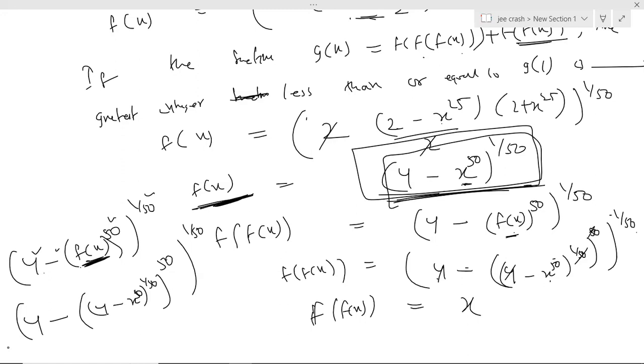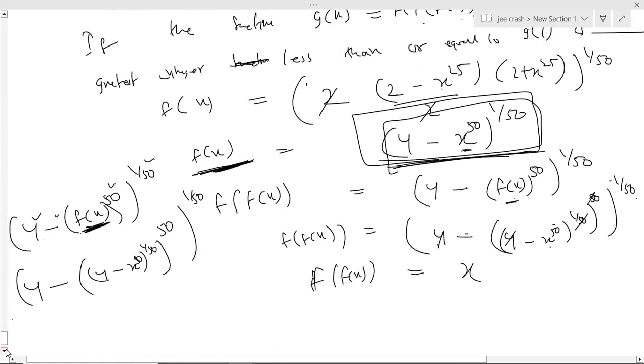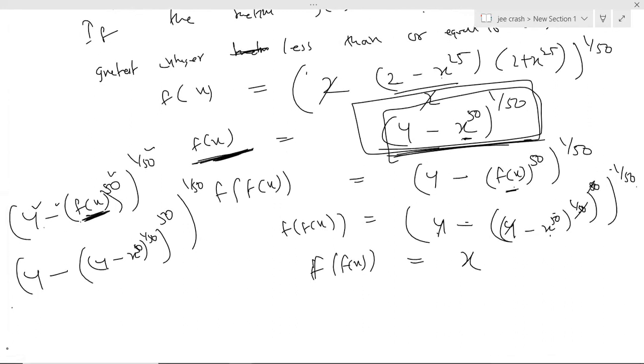ये सबको क्लियर हुआ या एक दो स्टेप में लिख के समझा दूं मैं? आदित्य, प्रिया? हो गया सर. हो गया. ठीक. तो अब देखिए g of x क्या बोला है हमें.